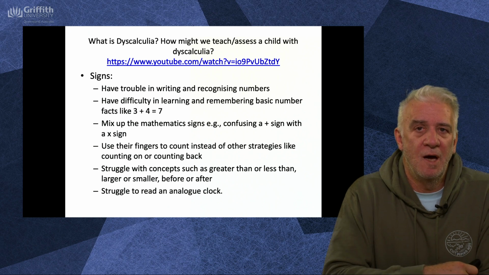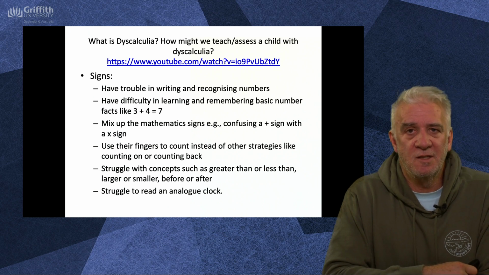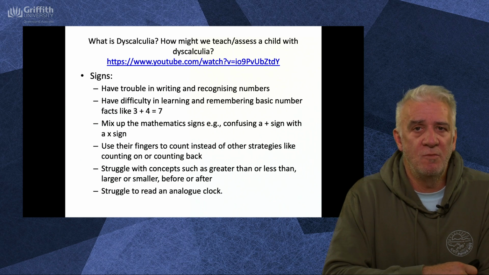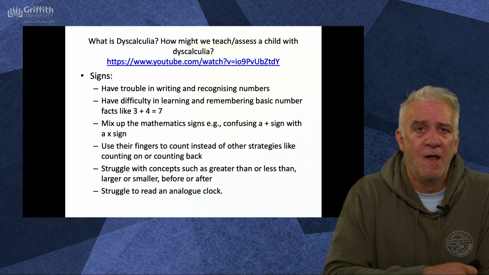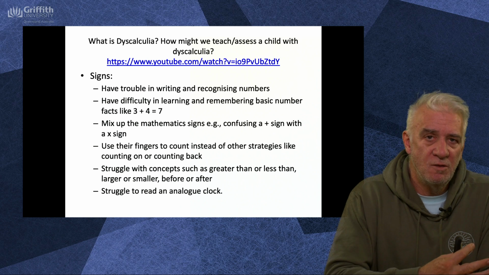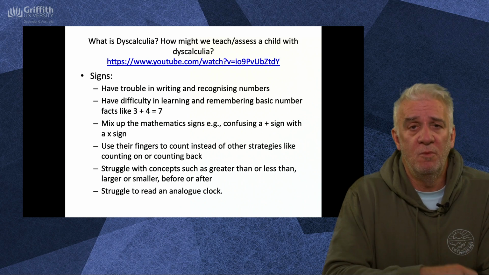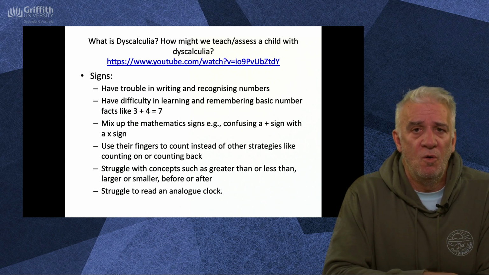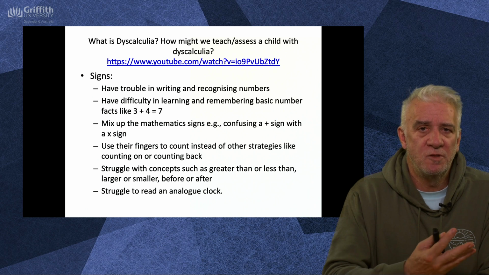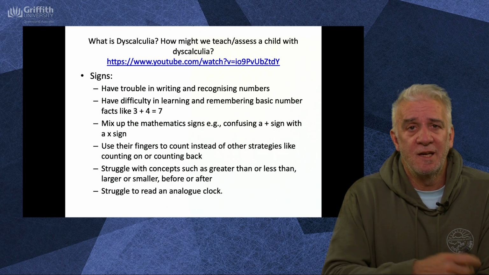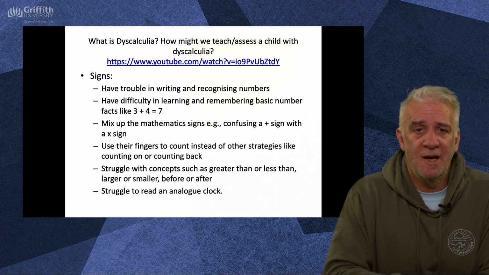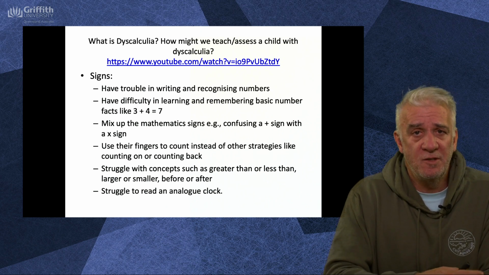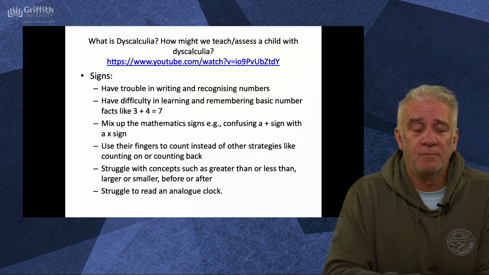They often mix up signs, particularly things like an addition with a multiplication sign, which looks similar, just turned around. They might rely on their fingers, which is just a form of a manipulative, or some of these sorts of things. The beauty is that they can learn how to cope with these things and how to get around them, how to still learn their mathematics and do well.